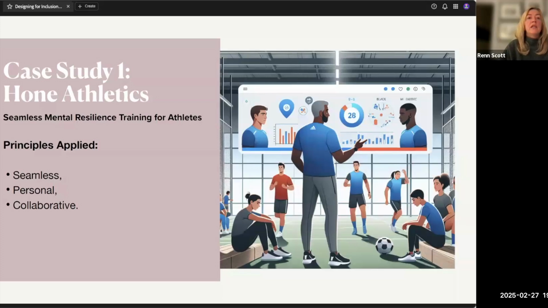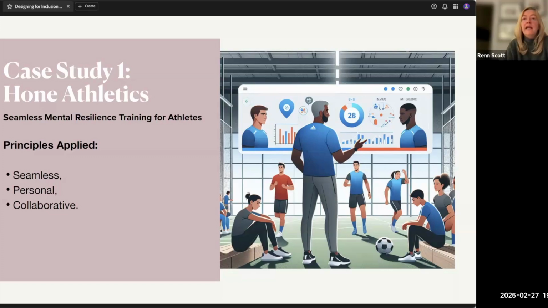So when we look at the need for this and we think about the design principles that we've shared, 3 that are applicable to this as a product that I've looked to apply and work through with the team are seamless, personal, and collaborative. And so what does seamless mean in this case?